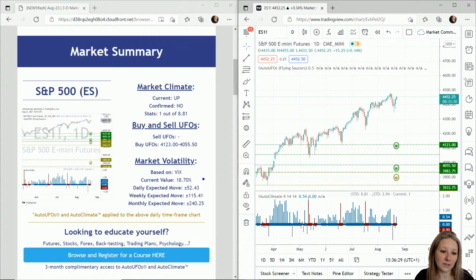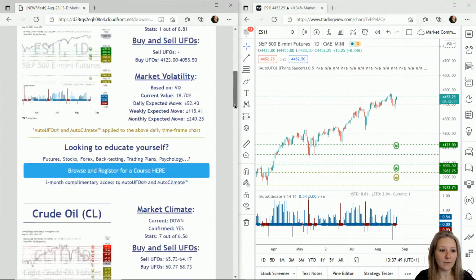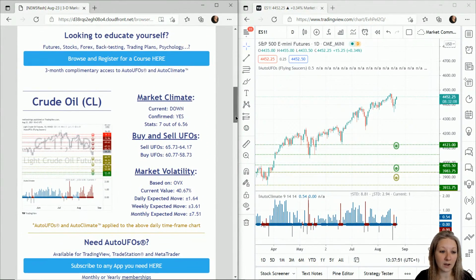Now, based on volatility, we'd expect movement up or down in 1 year of 18.7%. That tells us that in 1 day, movement up or down of 52.43 points. In a week, it would be 115.41 points up or down. And in 1 month, movement up or down of 240.25 points up or down. That's the S&P. All right, moving on to the next market, which is oil.